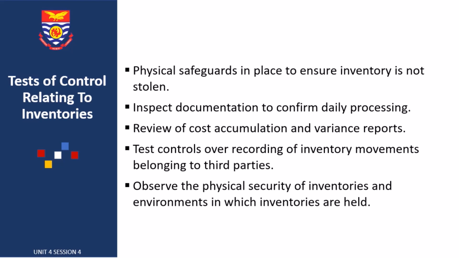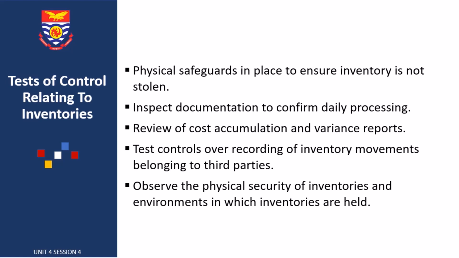Now you have to ensure that there's physical safeguard in place to ensure that the inventories are not stolen. So are there any security measures put in place to ensure that these items are not stolen? You have to as well inspect documentation to confirm daily processing. So there has to be a confirmation of those documents when the auditor inspects it. Then we have the review of cost accumulation of various reports. So if there is any review of any variance report, it must also be tested, and the test should be able to reveal all this.